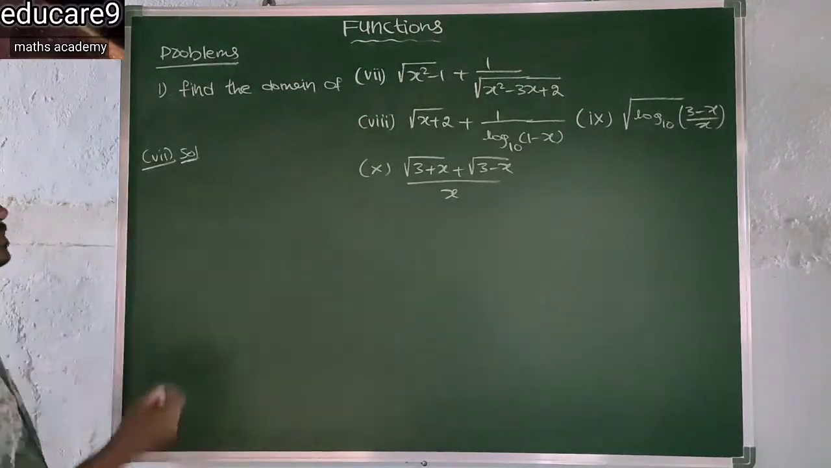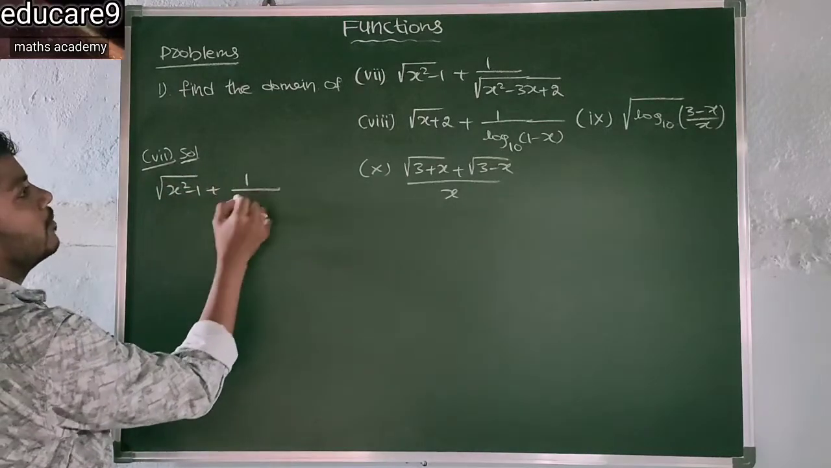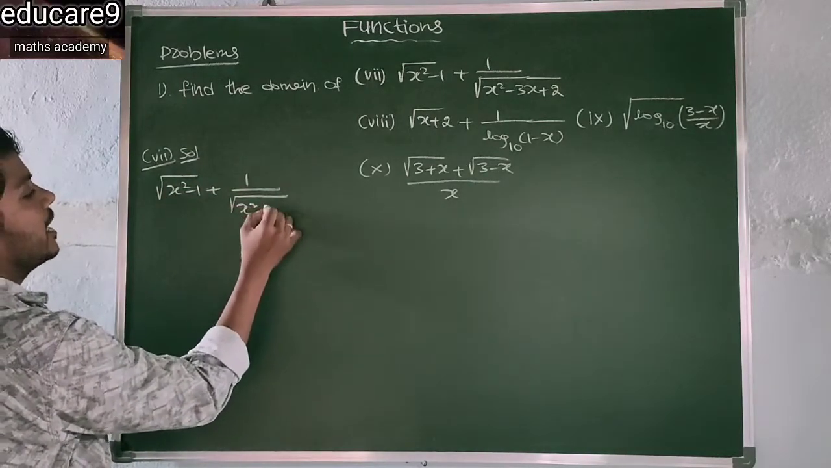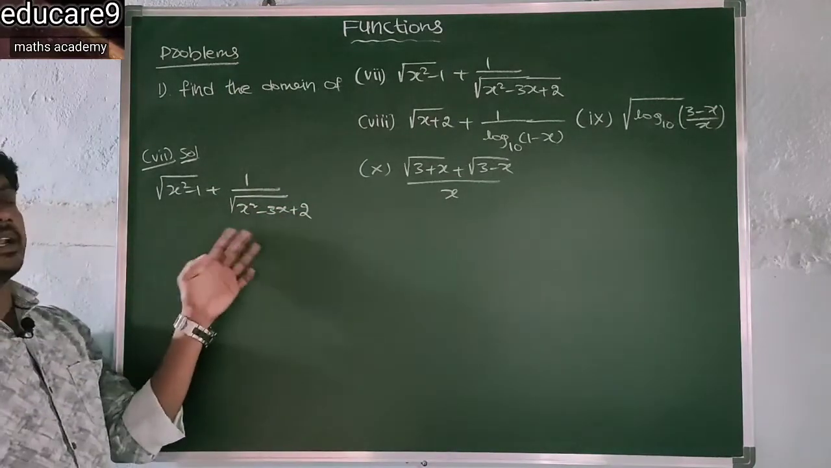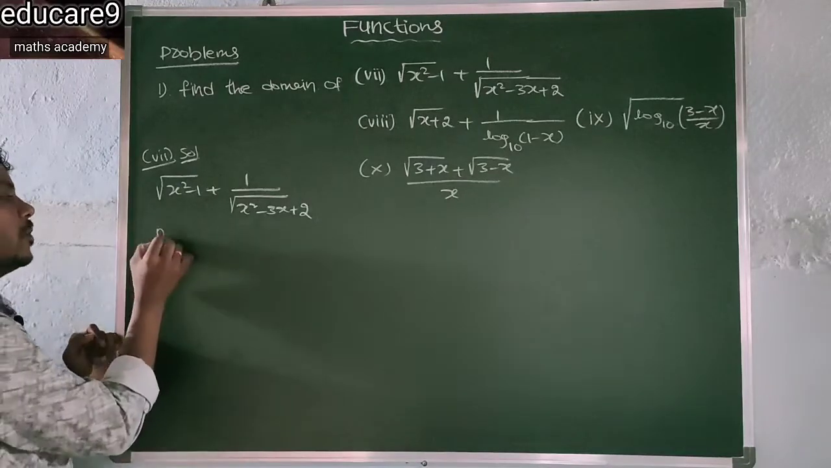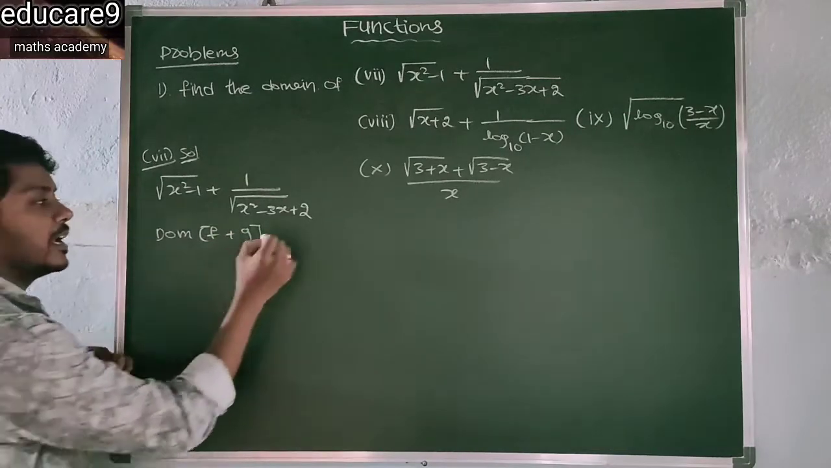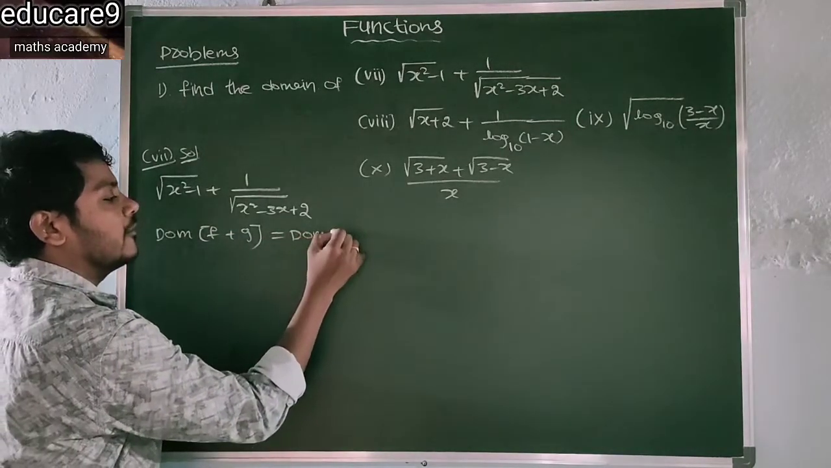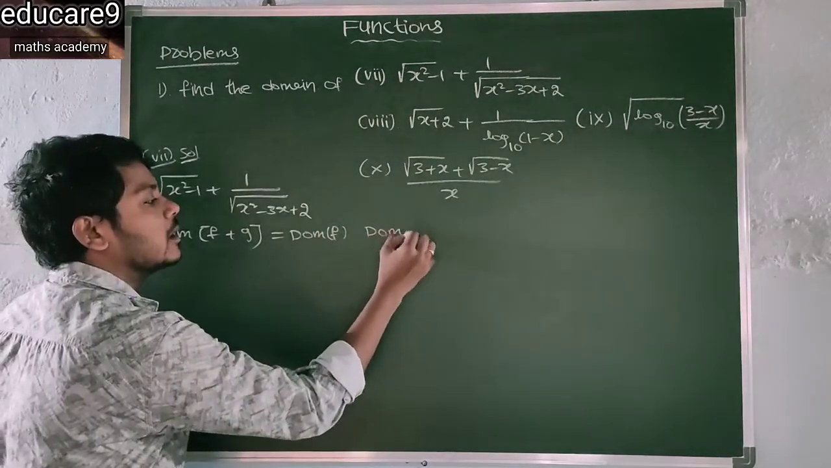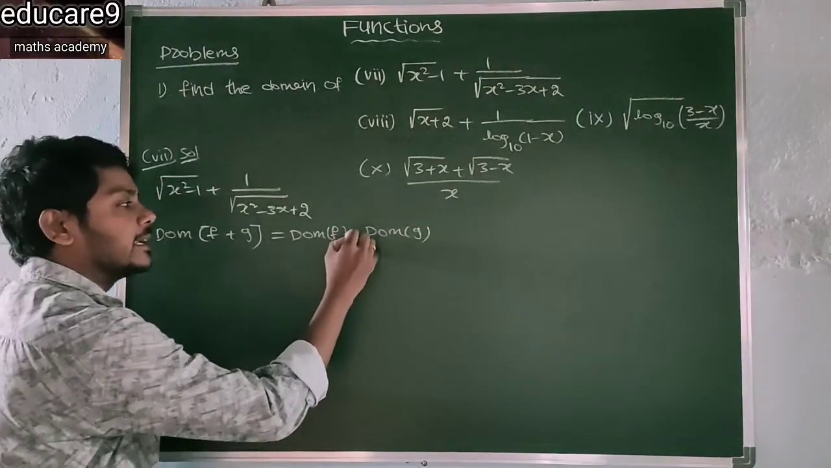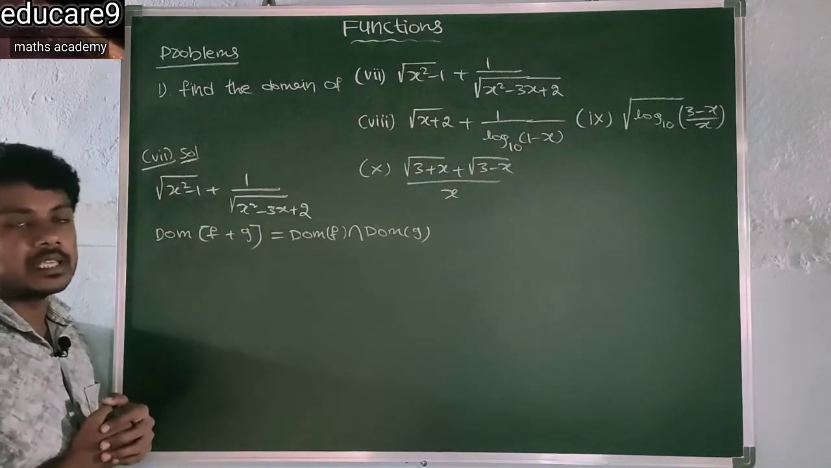Question number 7. Square root of x square minus 1 plus 1 by square root of x square minus 3x plus 2. Now see here, find the domain of this function. So clearly, how to write the domain of f plus g? Find domain of f and find domain of g, and take the intersection of these two domains. You will get the domain of f plus g.